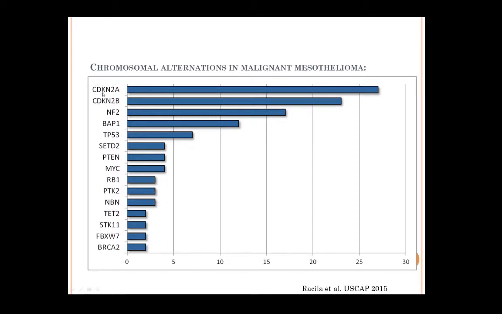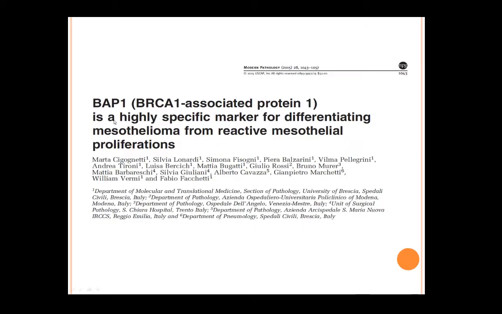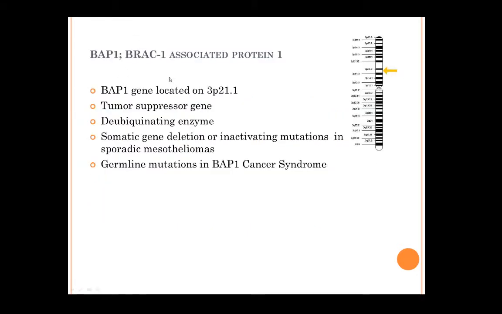These four, including CDKN2A, CDKN2B, NF2, and BAP1, are the four most common genes that are involved in pathogenesis of malignant mesothelioma. BAP1, which stands for BRCA1-associated protein 1, is a highly specific marker for differentiating between benign versus malignant processes. BAP1 is encoded by the BAP1 gene, which is located on the short arm of chromosome 3. It's a tumor suppressor gene.